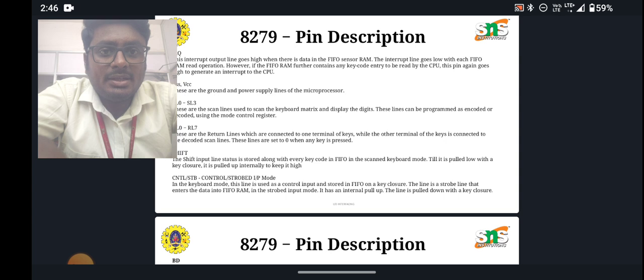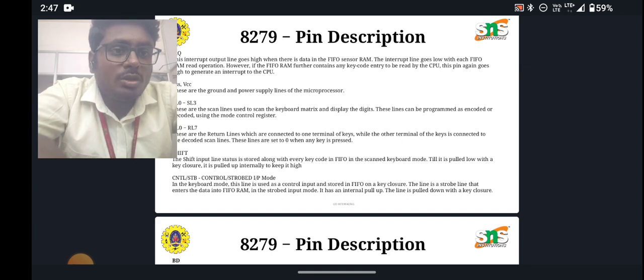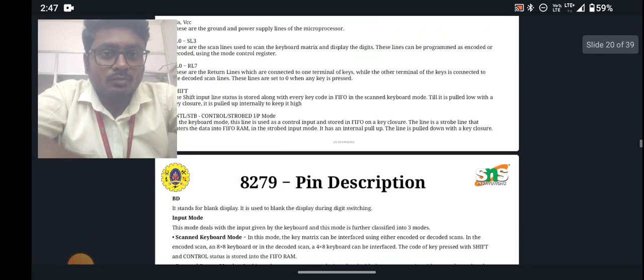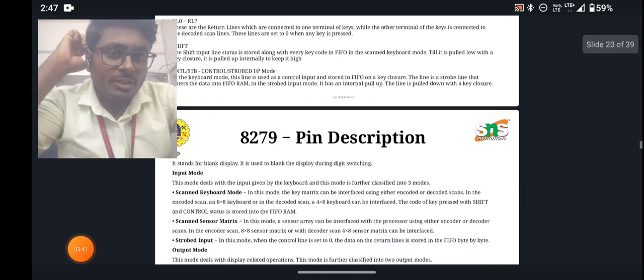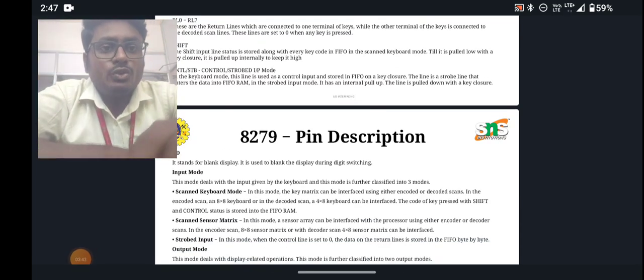Whereas CNTL or STB, control or strobed input mode. In the keyboard mode, this line is used as a control input and stored in first in first out on a key closure. The line is a strobe line that enters the data into a first in first out RAM. In the strobed input mode, it has an internal pull up. This line is pulled down with the key closure. Whereas BD stands for the blank display. It is used to blank the display during digit switching.